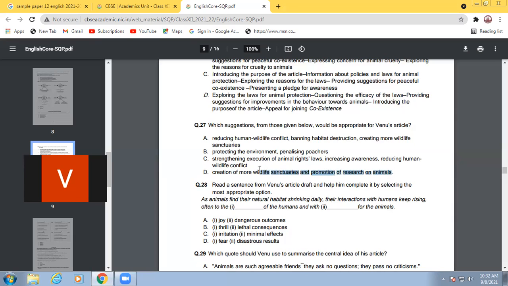Can anyone tell me why D point is wrong? Promotion of research on animals. Is this okay? Okay, raise hand those who know the answer. What do you think is the correct answer and why? Raise hand. So which suggestions are more appropriate?